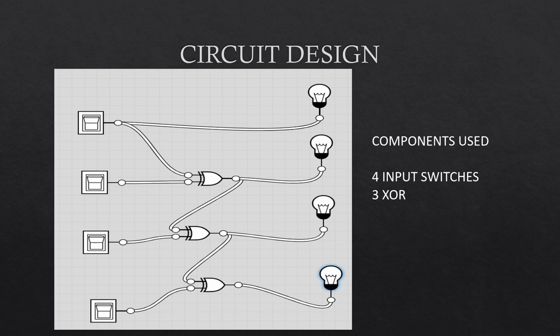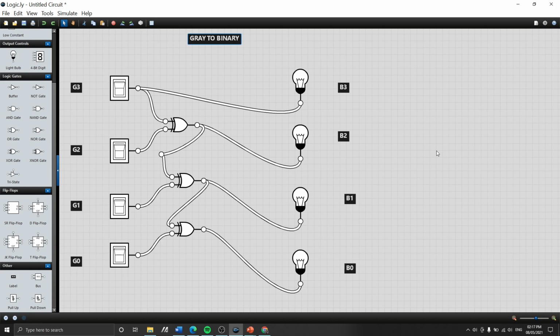Now I'll be showing the simulation of the gray code to binary code conversion. Gray code to binary code. When all the inputs are 0, then all the outputs are 0. When all the inputs except G0 are 0, then the output B0 is 1 and the remaining outputs are 0. When G1 is 1 and the remaining inputs are 0, then B1 and B0 are 1.